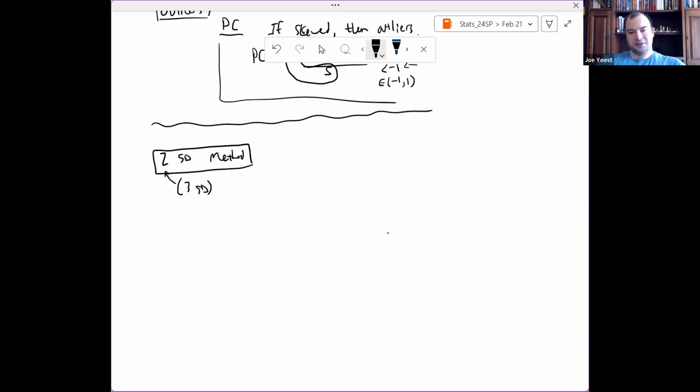And the method goes: any data point with a value more than 2 standard deviations from the mean is an outlier.